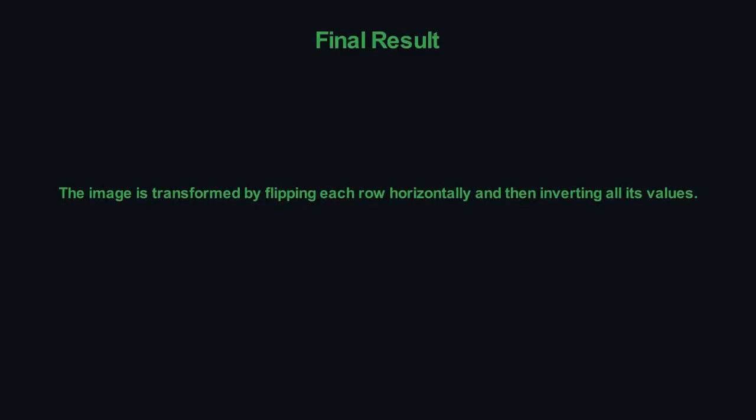And there's our final result. The image is transformed into a new grid. The first row is 1, 0, 0. The second row is 0, 1, 0. And the third row is 1, 1, 1. This output is correct because each row has been flipped horizontally and then all its values inverted.